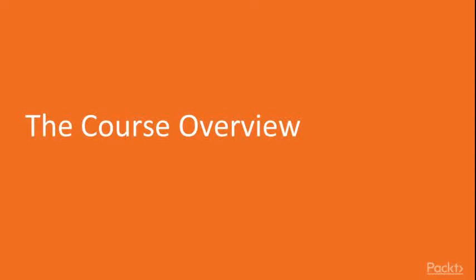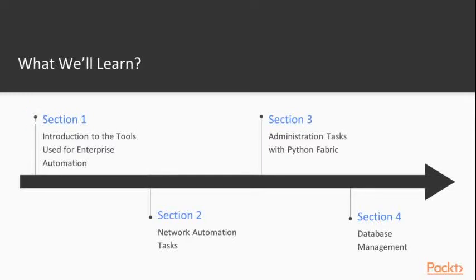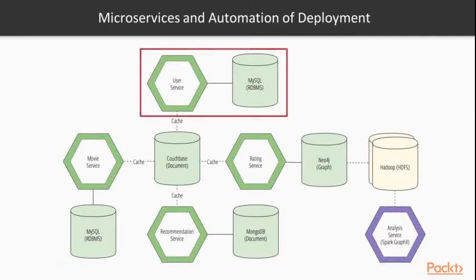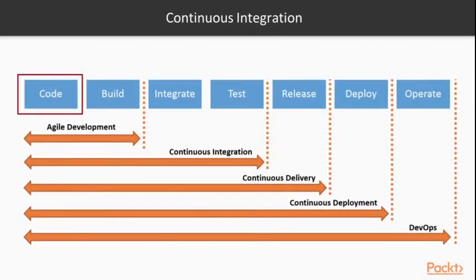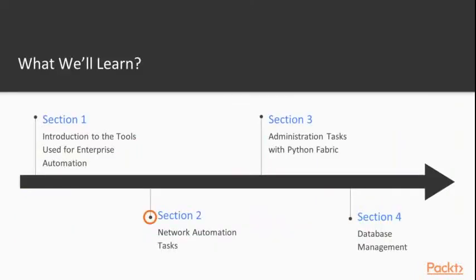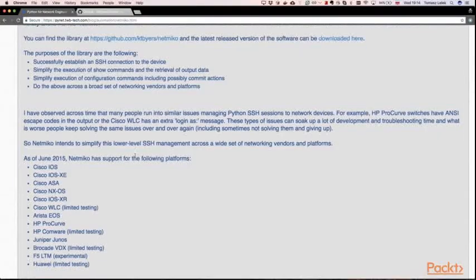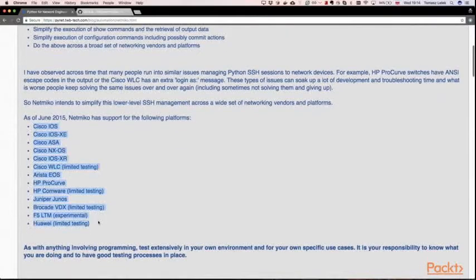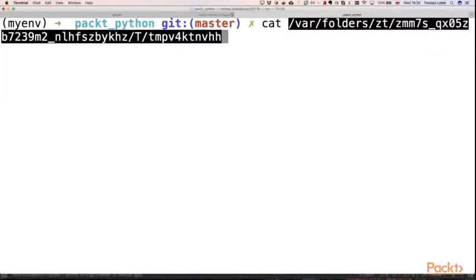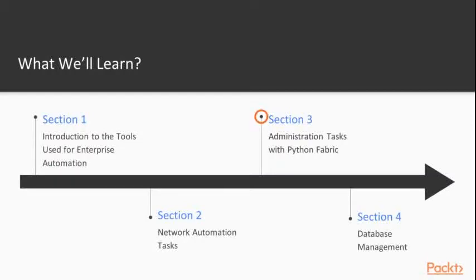So let's see what we will learn throughout this course. Firstly, we will be doing an introduction to the tools used for enterprise automation. We will install Python that will be used for automating every task throughout this course. Next, we will see how to automate network processes using Python and one of the Python libraries that allow us to achieve that. In the third section, we'll see how to do administration tasks with Python Fabric.